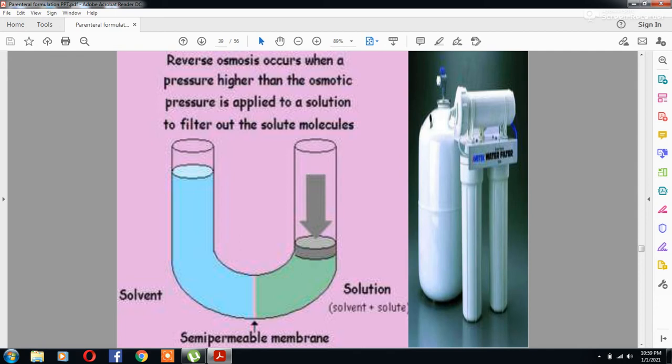As we know, a semi-permeable membrane can pass only some of the molecules, while some of them are left behind it.